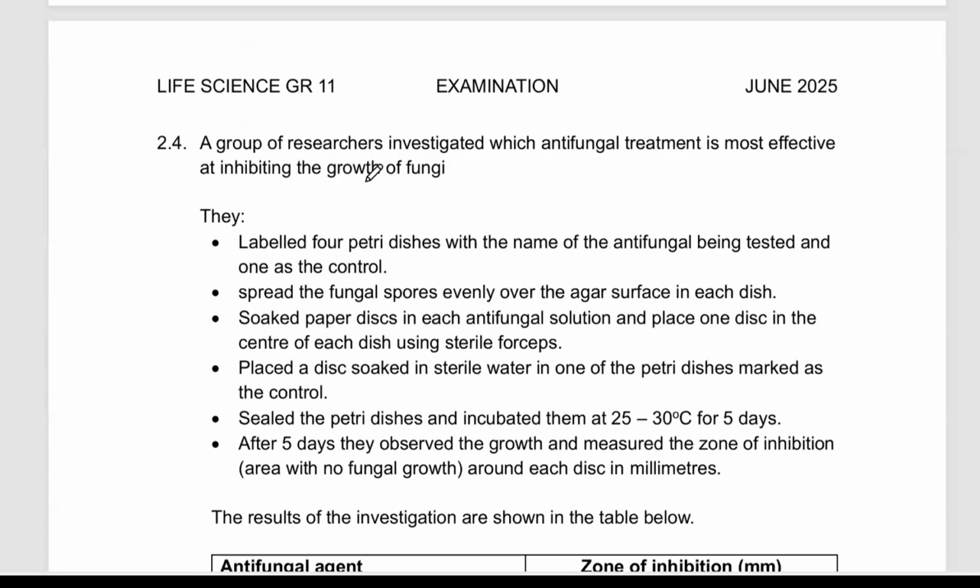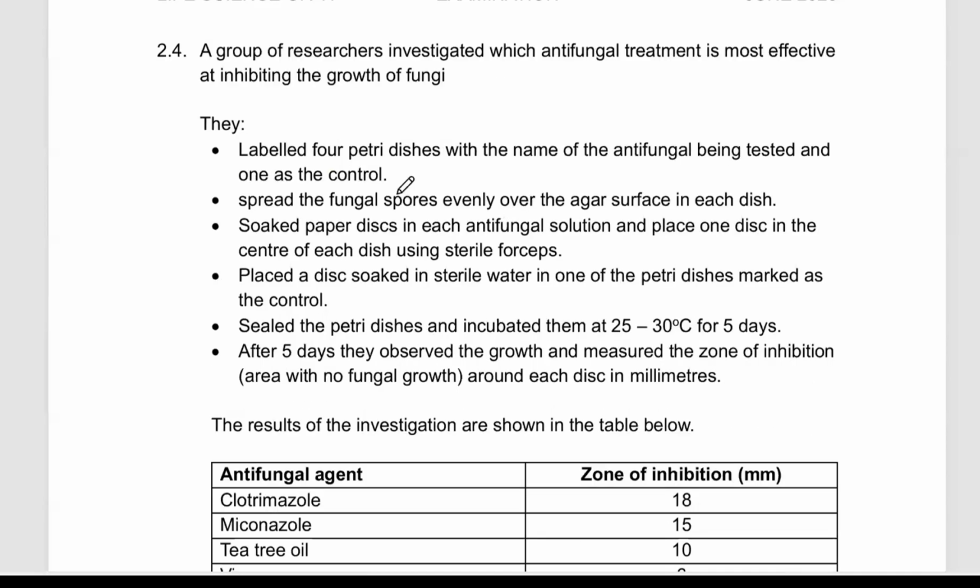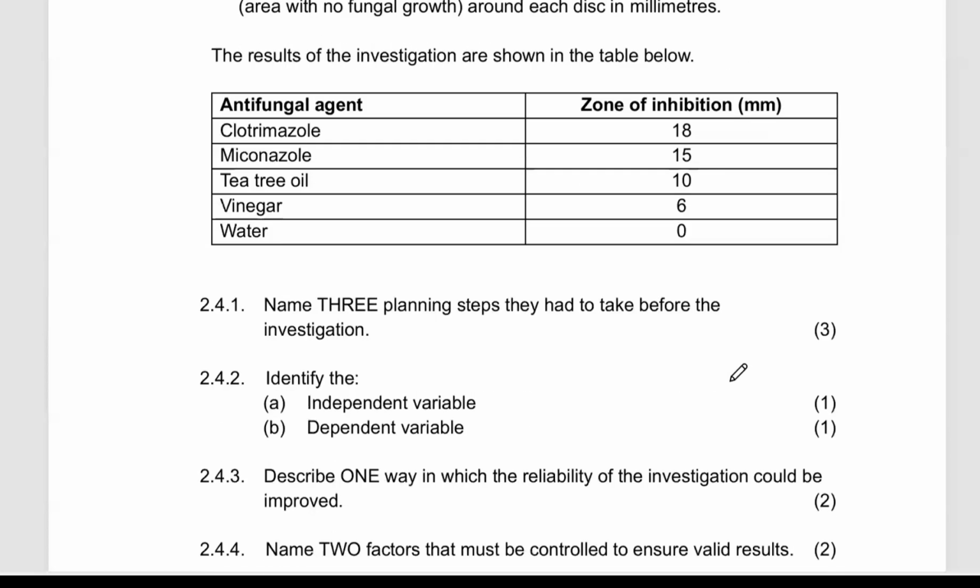So we have to read another question, 2.4. A group of researchers investigated antifungal treatment in inhibiting the growth of fungi. Label the petri dish with the name of the antifungal being tested, and one as the control. Spread the fungal spray evenly over the surface of each dish. Soak paper discs in each antifungal solution, and then place the disc in the center. Place a disc soaked in sterile water in one petri dish, and then seal the petri dishes and incubate at that temperature. After 5 days, observe the growth and measure the zone. These are the things which you did as an experiment.